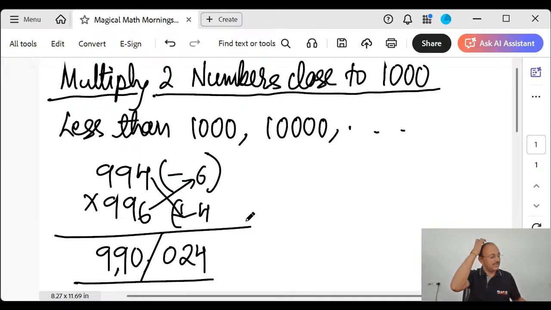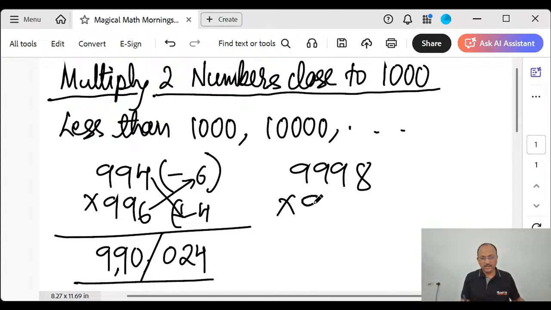Suppose we want to do the same thing with four digit numbers. That means the numbers which are close to 10,000. Let's take 9998 into, maybe we can take 9997, or we can take 9988, 9976, all these things which are close to this one we can take. But initially I'm starting with the simple numbers. You have to identify the base for this. This is closer to 10,000, which is having 4 zeros.